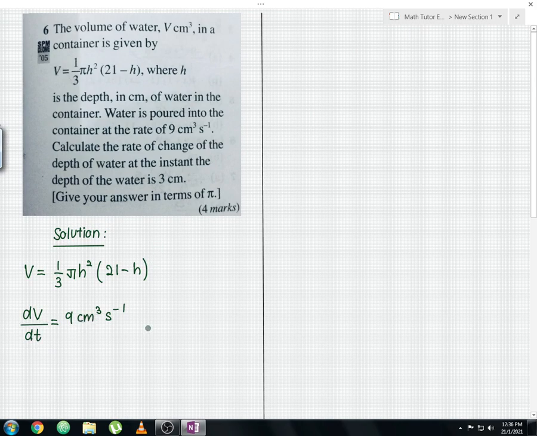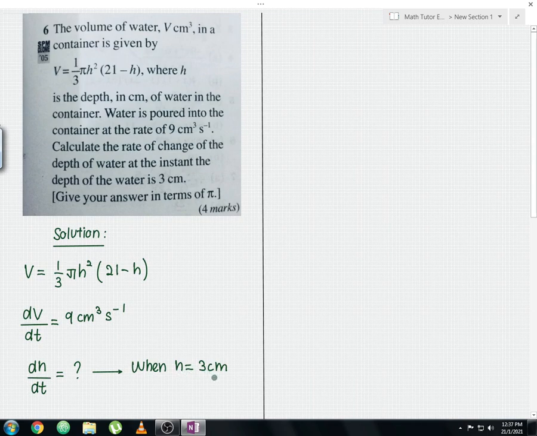Let us continue. The question asks us to calculate the rate of change of the depth of water at the instant the depth of water is 3 cm. In this case the height is indicated as the letter h, which indicates the depth of the container. Since they ask us to find the rate of change of the height, the question asks us to find dh/dt. This is the one we need to find out from this question. Let me underline the fraction here. We need to find dh/dt when h = 3 cm. Since the depth of the water mentioned by the question is 3 cm, we write here h = 3 cm.